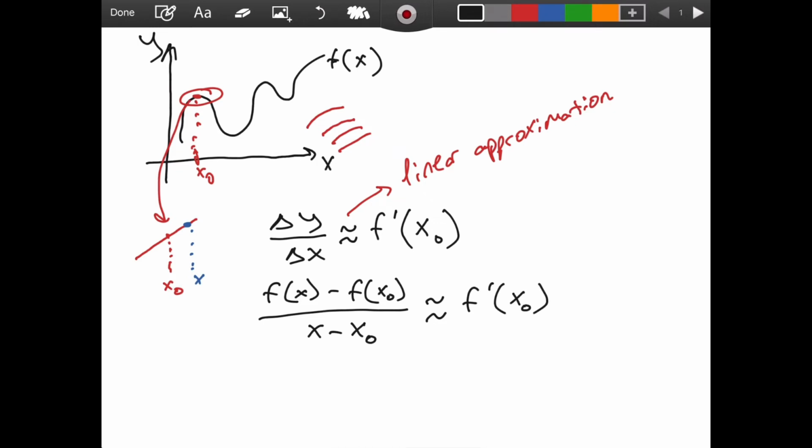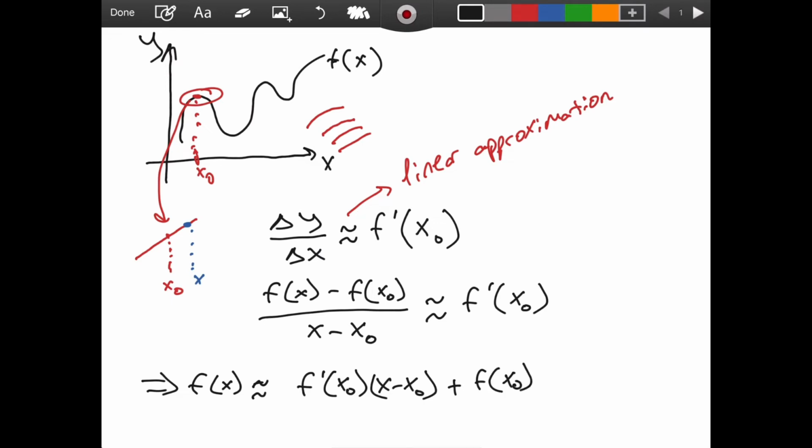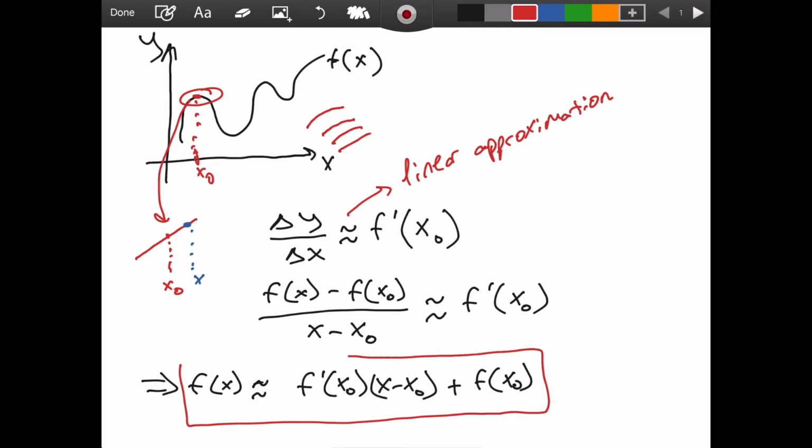And if we want to solve for f of x, we will say it is approximately equal to, we multiply both sides by x minus x naught. So we get this, and if we add f of x naught to both sides, we are done. This is the equation. This is the approximation for linear approximation.